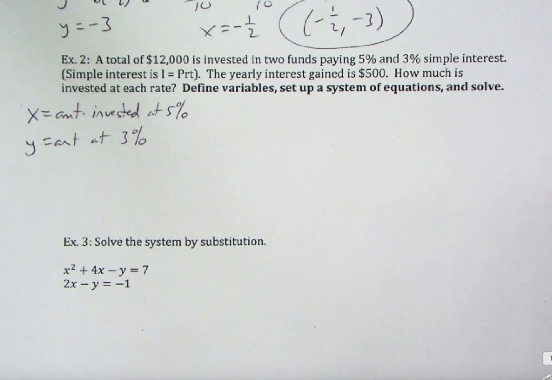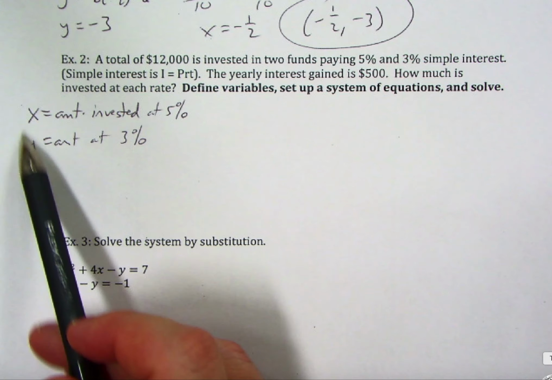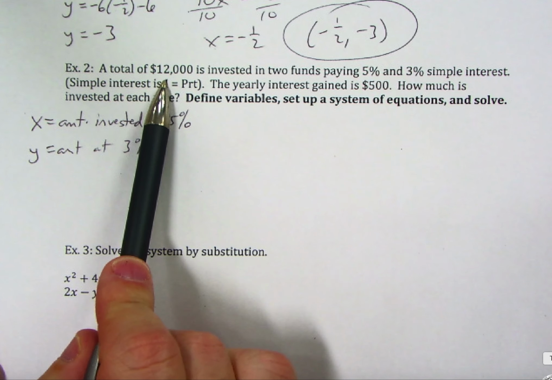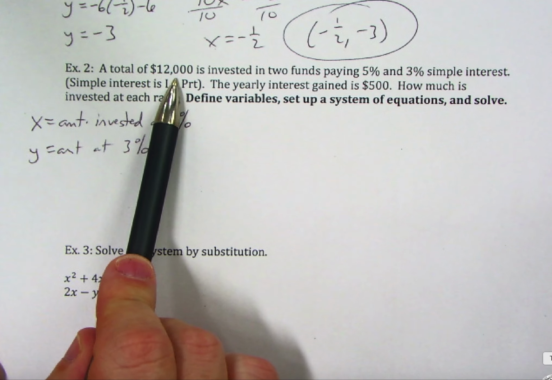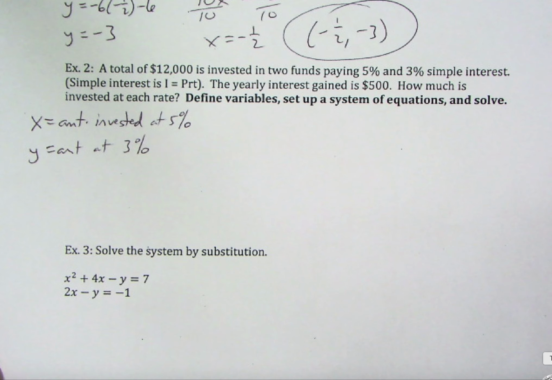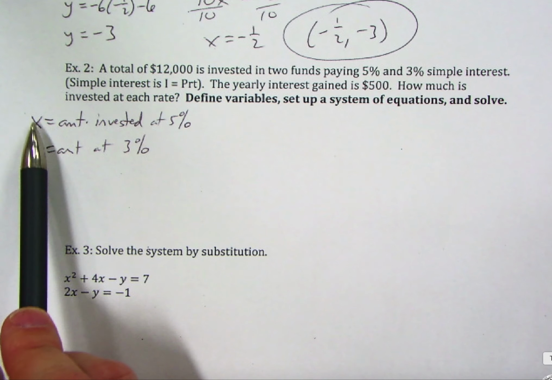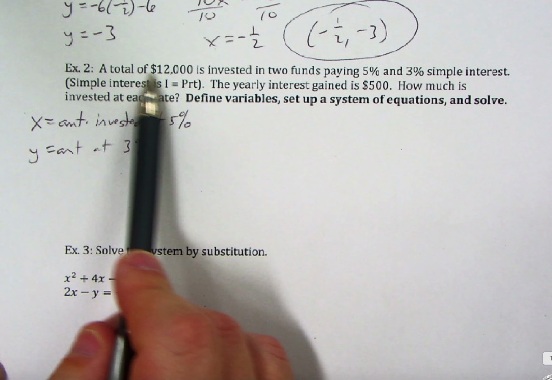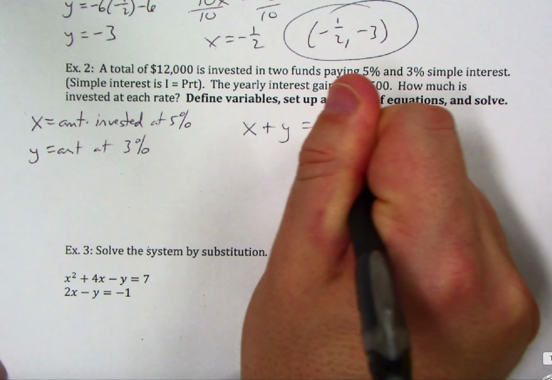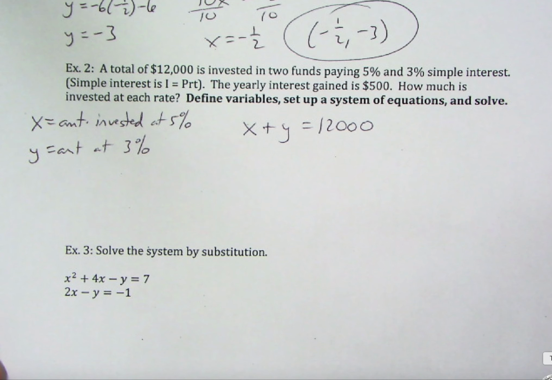So I need two different equations from this word problem to set up with X and Y. Well, the very first one is this. I know X is a portion of $12,000. And I know Y is the rest of that $12,000. Meaning, if I add X and Y together, I sure as heck better end up with $12,000. So I add my two variables, it's 12,000.